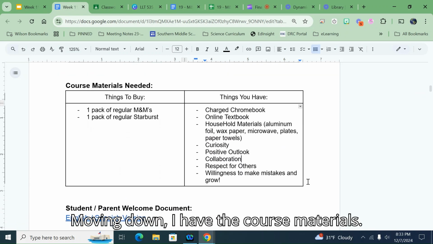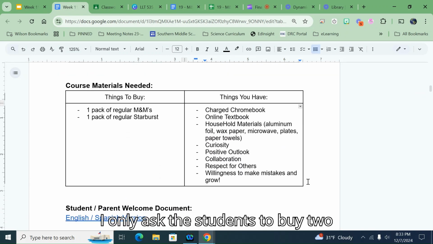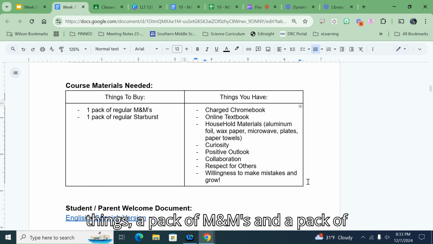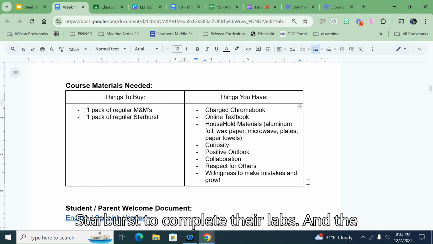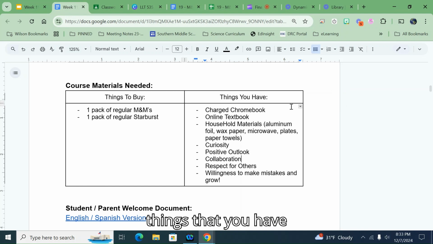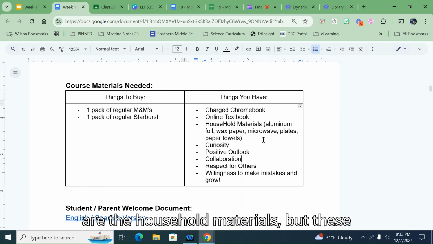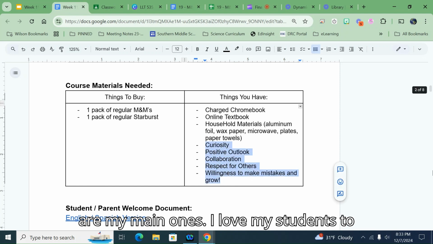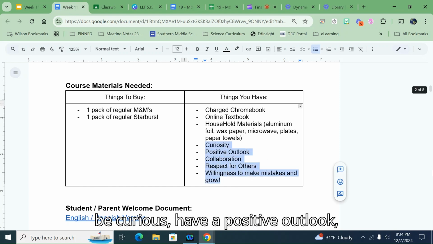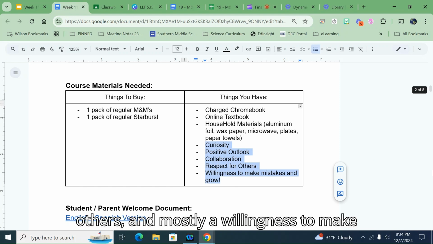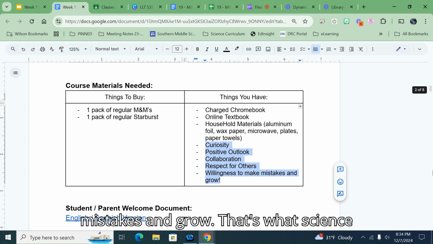Moving down, I have the course materials. I only ask the students to buy two things, a pack of M&Ms and a pack of Starburst, to complete their labs. The other things that you have are household materials, but these are my main ones. I love my students to be curious, have a positive outlook, be willing to collaborate, show respect for others, and mostly have a willingness to make mistakes and grow.